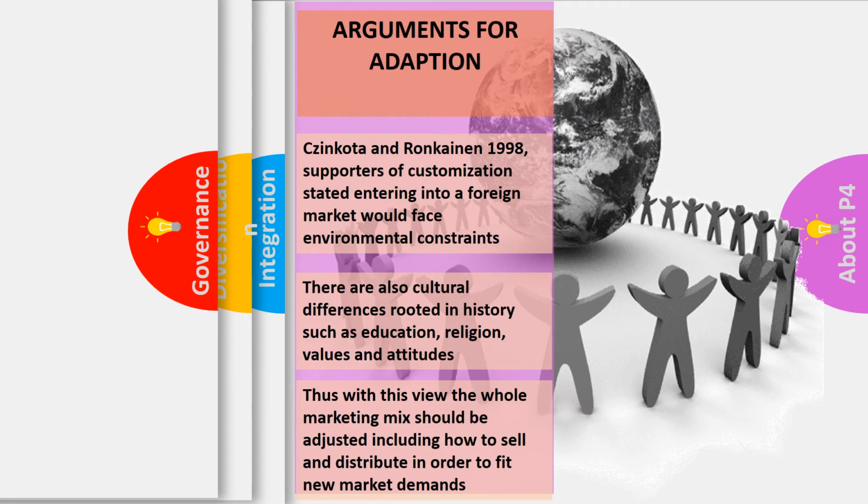When we look at adaptation, we've also got this view: the whole of the marketing mix should be adjusted to sell and distribute in order to fit the new market's demand. So in terms of adaptation, we're talking about adapting the whole of the extended marketing mix, including the product lines, the product depth, and the product width. We're talking about the pricing strategy. What pricing strategy? Are you going to go for a niche marketing strategy? Are you going to go for a cost-based strategy, or psychological pricing?